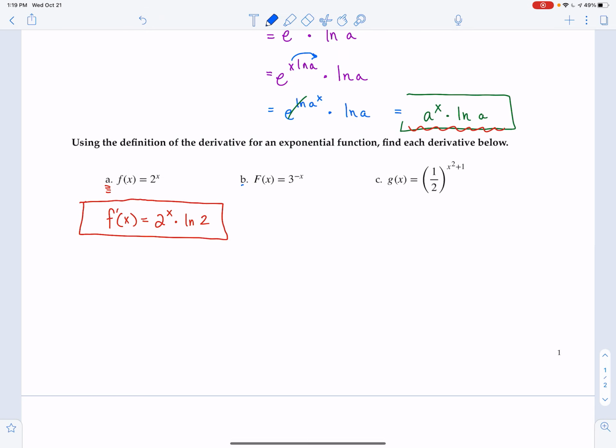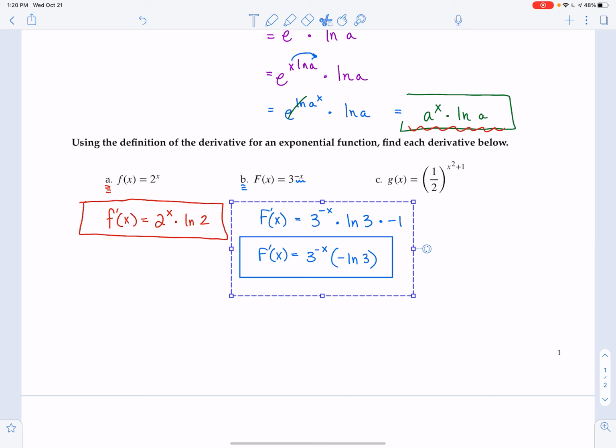This gets a little trickier because we don't have just a straight x value here. We have a negative x, which means the chain rule will be involved, and that's okay. So we will say capital F prime of x is going to be 3 to the negative x times the natural log of 3, but because our exponent is a function of x, we need to take that derivative, and the derivative of negative x is negative 1. So we are just left with f prime of x is equal to negative 3 to the negative x power times the natural log of 3. And that is our final answer here. Awesome.